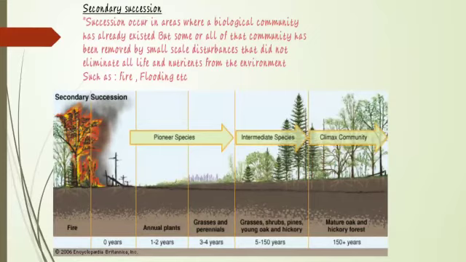The next is secondary succession. Succession occurs in areas where a biological community has already existed but some or all of that community has been removed by small-scale disturbances that did not eliminate all life and nutrients from the environment, such as fire, flooding, etc. As you can see the process of secondary succession in this picture.